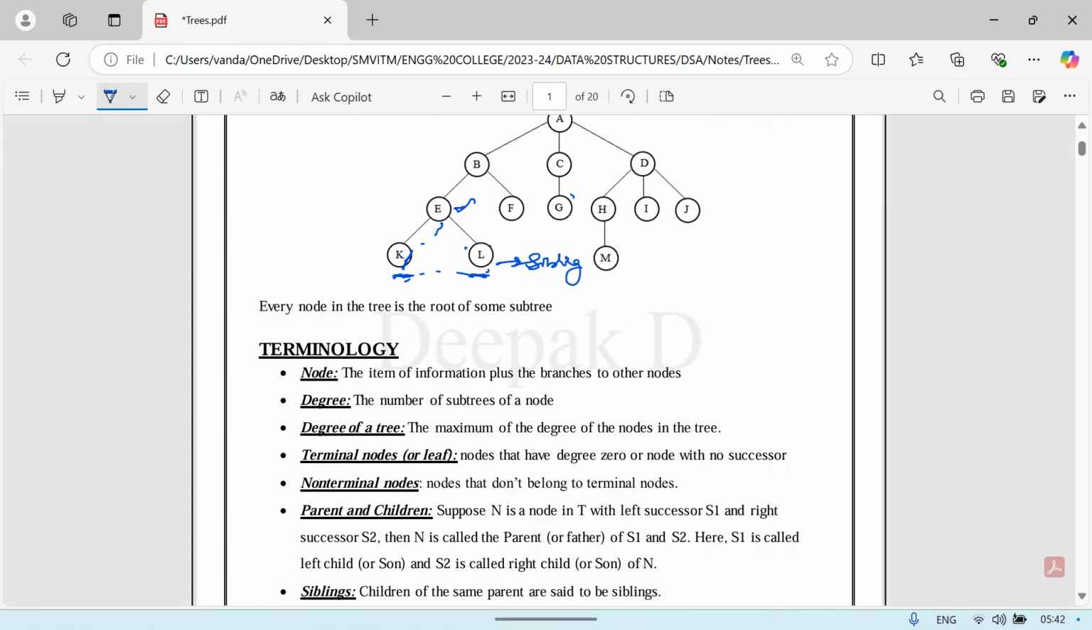Okay. Likewise, what about D? If D is considered as the parent, since H, I, and J are its children, H, I, and J can be called siblings.